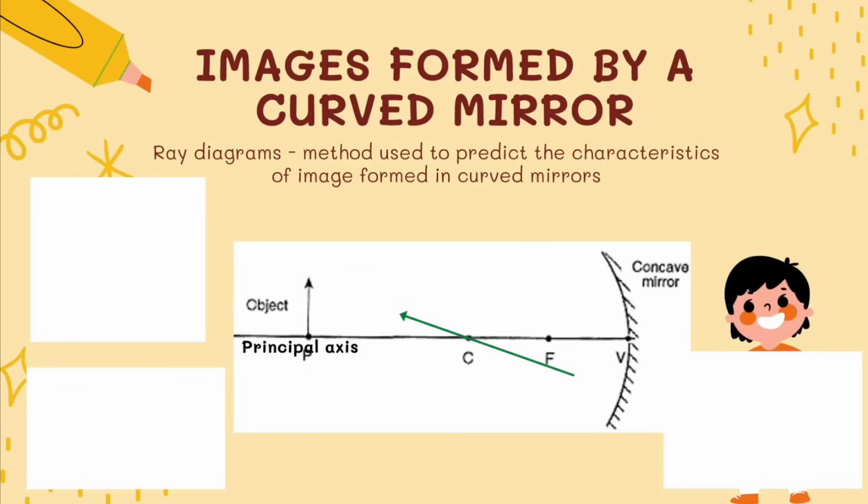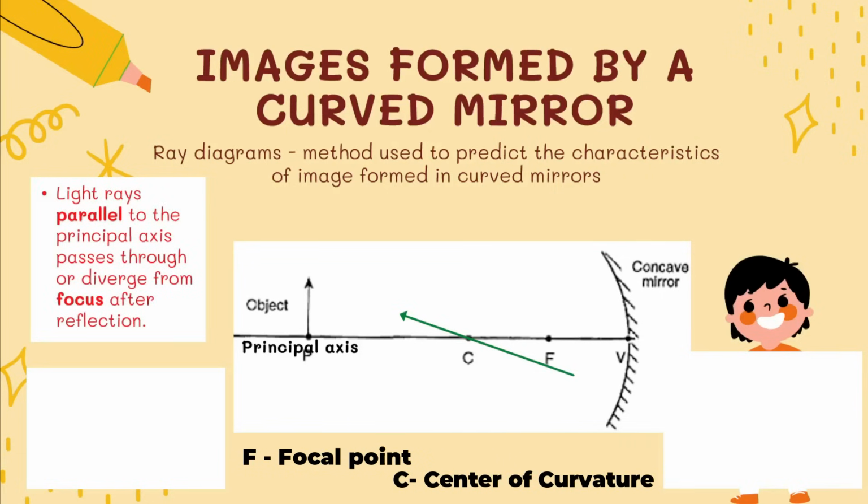Okay, so we have what we call ray diagrams. So ray diagramming is a method used to predict the characteristics of an image formed by curved mirrors. So we have here an example of a concave mirror, and we have letters F, C, and V. F stands for the focal point, and C stands for the center of curvature. So we have three important lines that we have to remember whenever we have an object placed in front of any type of mirror.